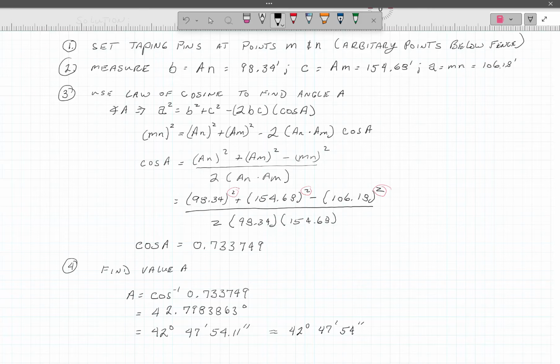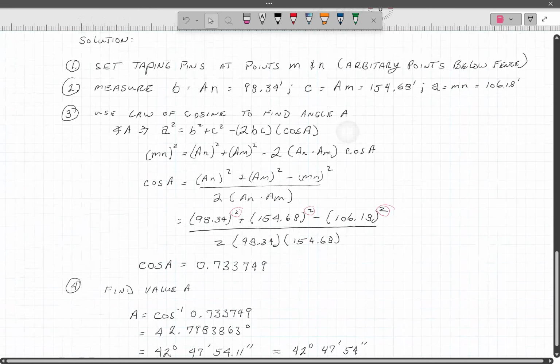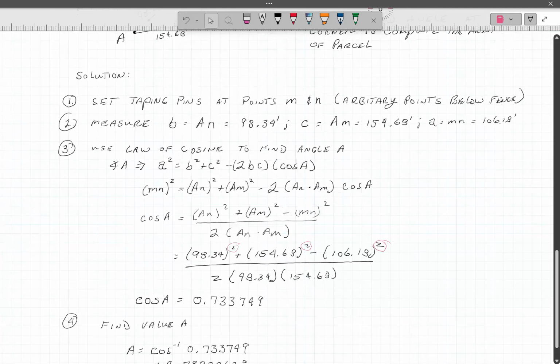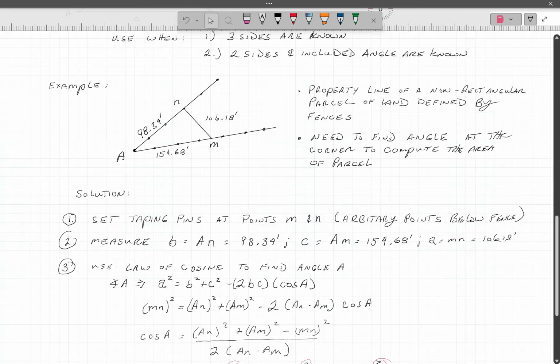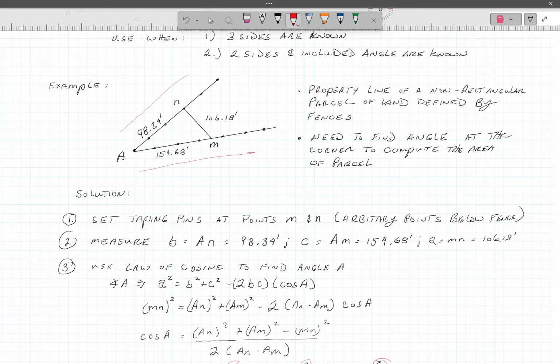So we use the law of cosines up here to find the sides, and then we got into converting things into this sexagesimal number. Go back over this because this is what you're going to wind up doing for lab. We've got point A and two fence lines that run along this way and this way. You're going to put a surveying pin at A, another taping pin at N, some random point along that fence, and one at M, somewhere along the other fence.